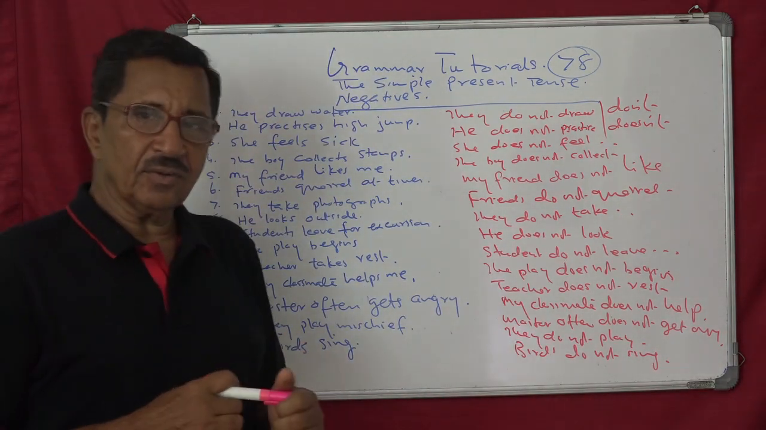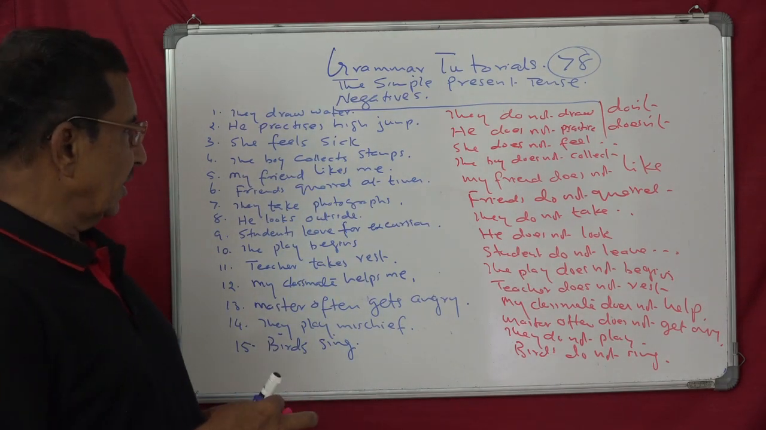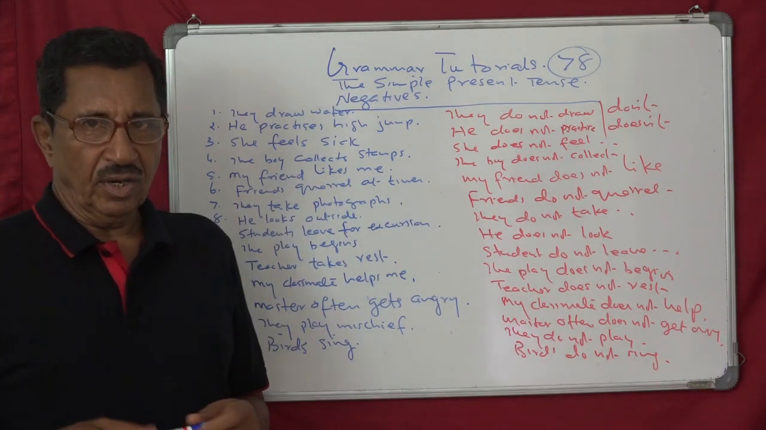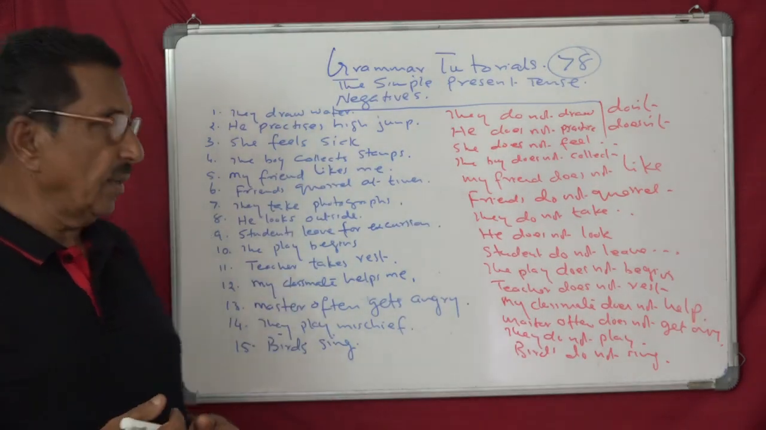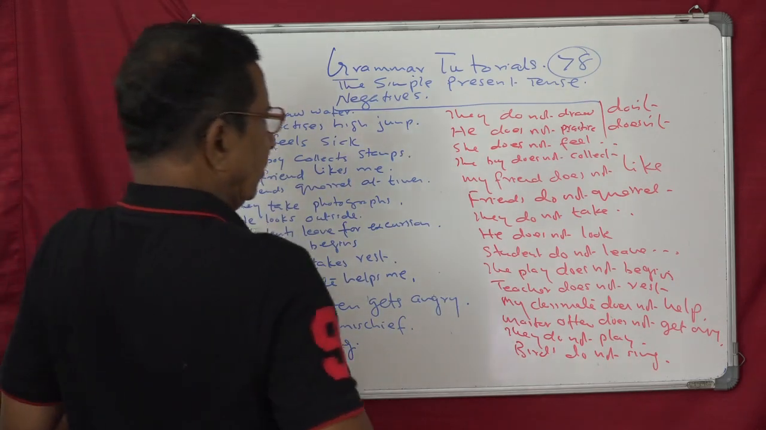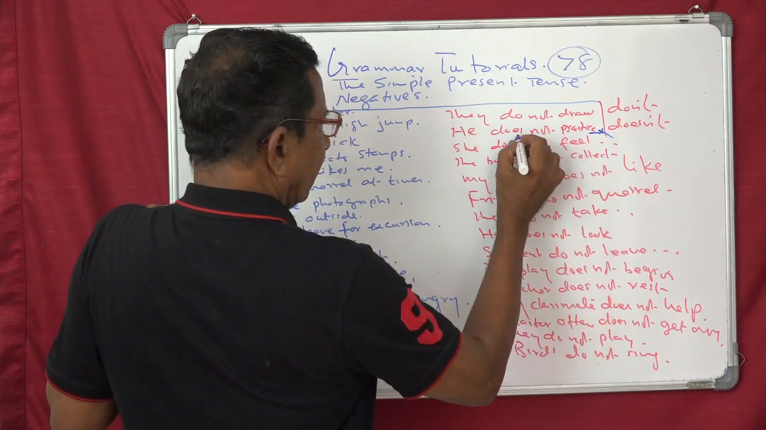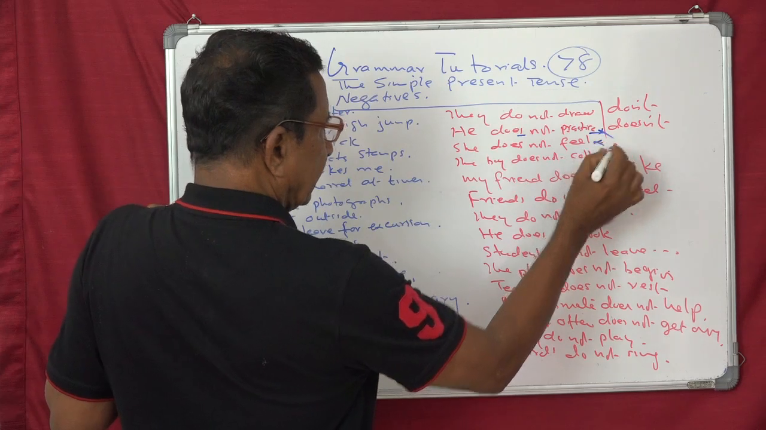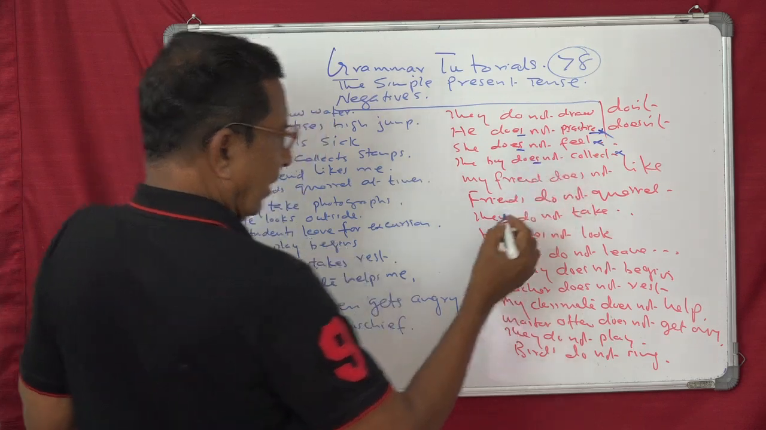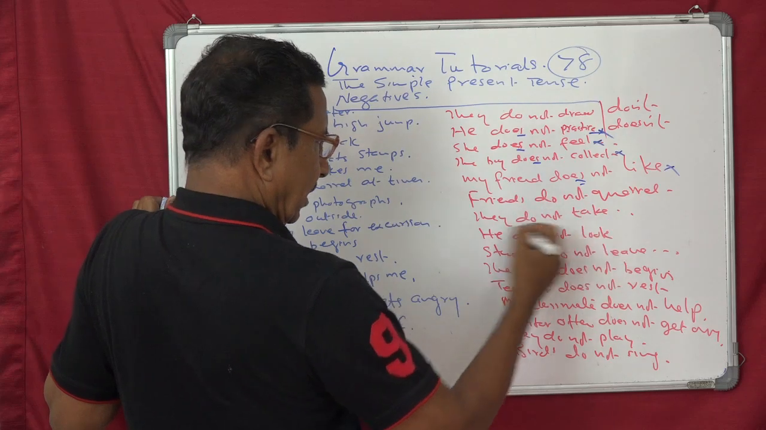So the point here you have noticed this. In the positive, when you make negative, what happens is you have to insert do. And then when you insert do, the S is taken and added to do. That's why we say the S is absent here, but present here. And then here, of course, no problem.